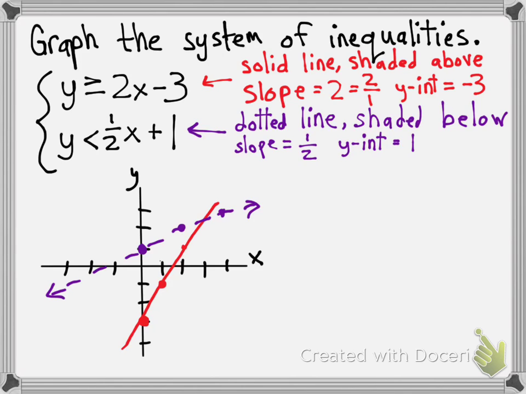Now that we have both of those lines graphed, we can do our shading. We know that we want to shade above the red line, but below the purple line. So we're going to be shading that space in between that's below purple and also above red. Pause the video and then copy this into your notebook.